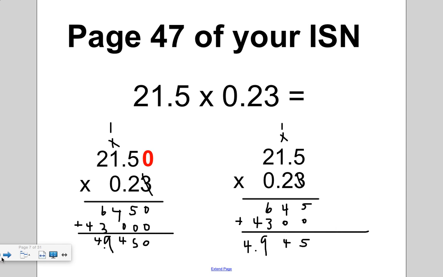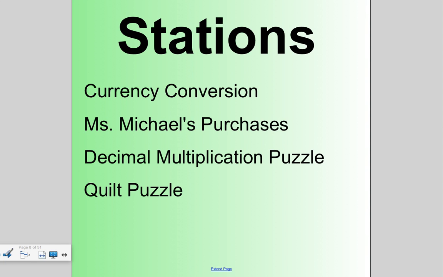And so students will be doing stations. There'll be 4 stations. Currency conversion. Did you know when you go to different countries, you must convert into their currency? For example, I just came back from Canada. It was $1.31 Canadian dollar for every American dollar.